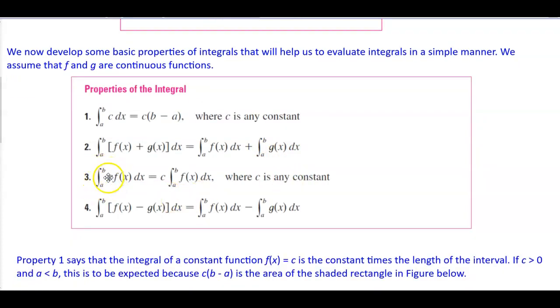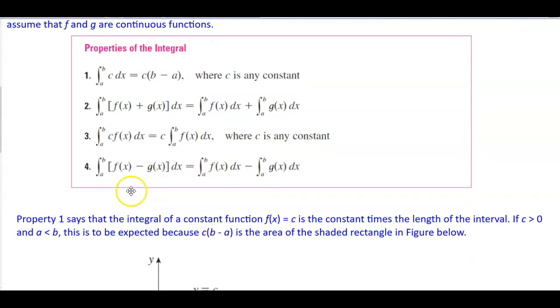Number 3, if we have an integral going from a to b of a constant c times f of x dx, we can factor out the constant c, and then we have c times the integral from a to b of f of x dx, where again c is any constant. And number 4, if we have an integral from a to b of f of x minus g of x dx, we can separate these integrals: the integral from a to b of f of x dx minus the integral from a to b of g of x dx.